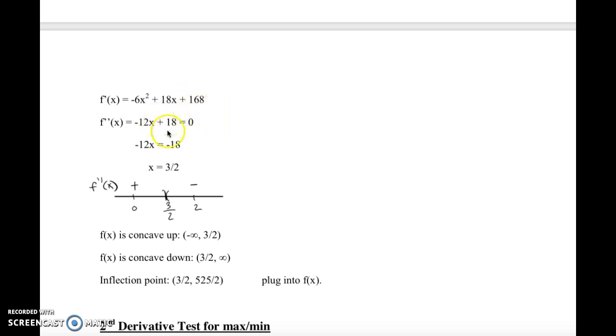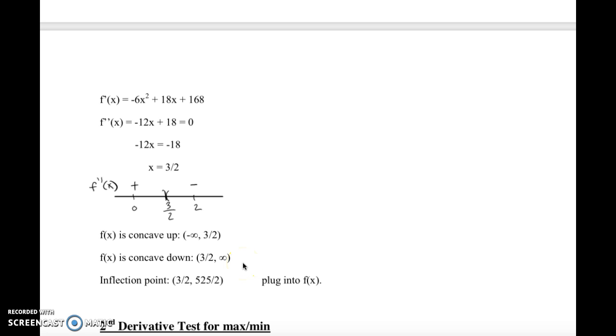We end up with that positive value. So it is concave up when it is positive, from negative infinity to positive 3 over 2. If we plug the value 2 into our second derivative, we end up with a negative value because we have negative 24 plus 18. It's negative, so it's concave down from 3 over 2 to positive infinity.